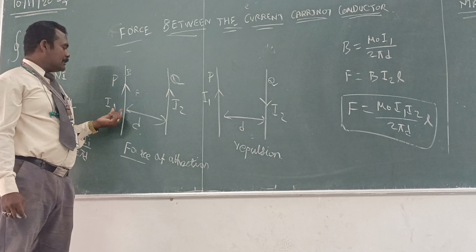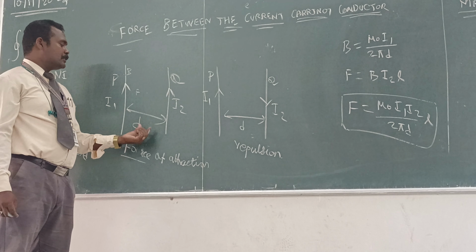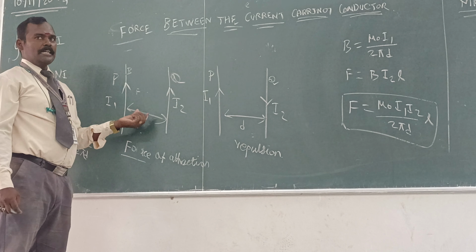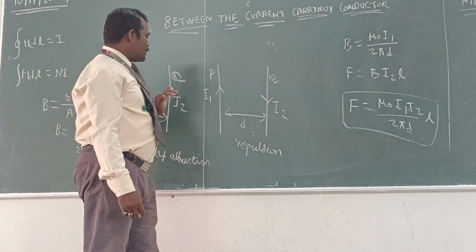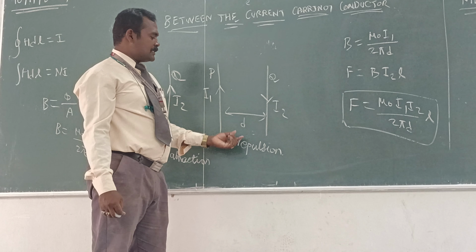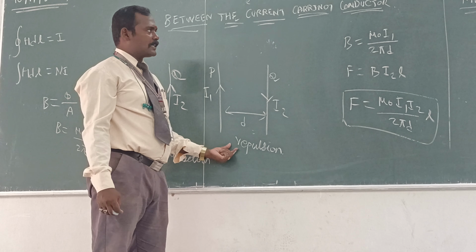If the currents I1 and I2 in both conductors are in the same direction, the resultant is a force of attraction. Similarly, if the currents are in opposite directions, a repulsive force results.